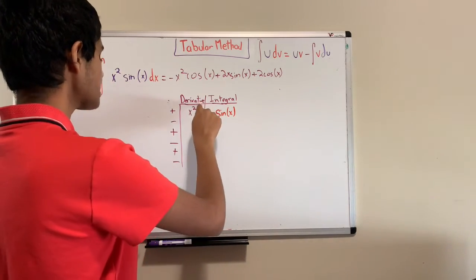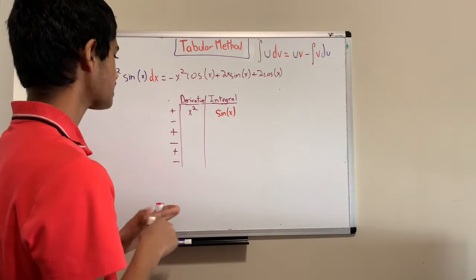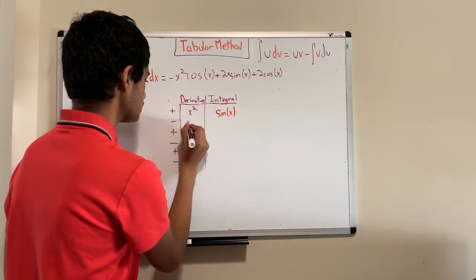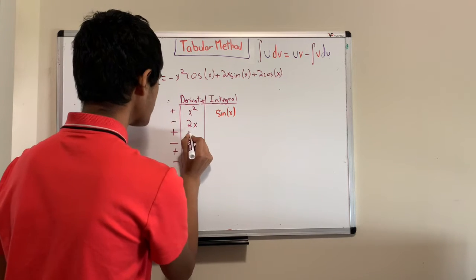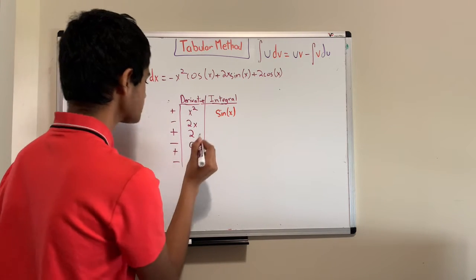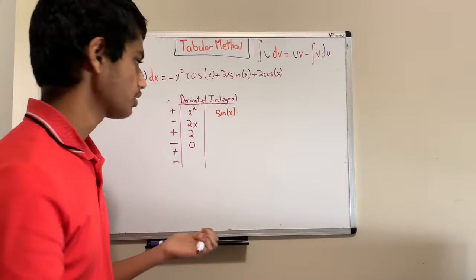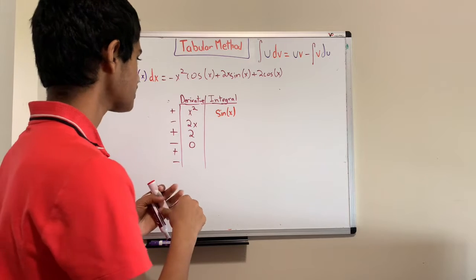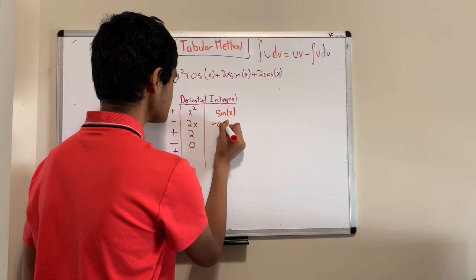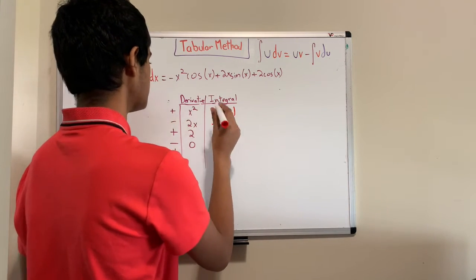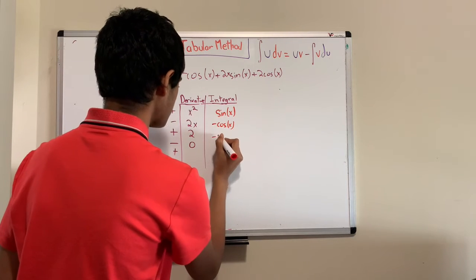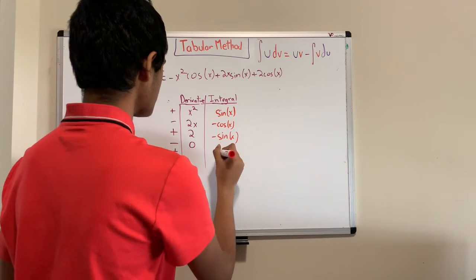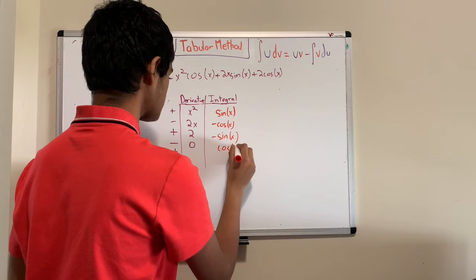So now we just keep on finding the derivative until it becomes 0. So the derivative of x squared is 2x, and the derivative of 2x is 2, and the derivative of any constant, in this case 2, is 0. So now we're going to find the integral all the way down to here. So the integral of sine of x is negative cosine of x, and the integral of negative cosine of x is negative sine of x. And the derivative of negative sine of x is just cosine of x.